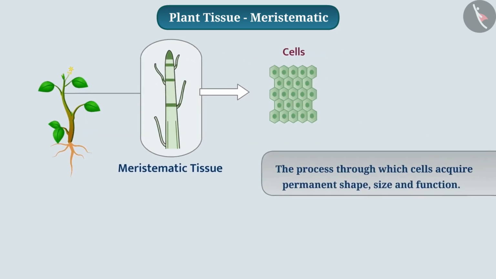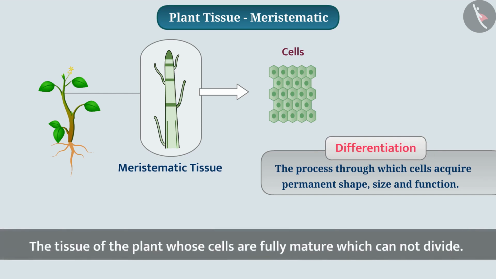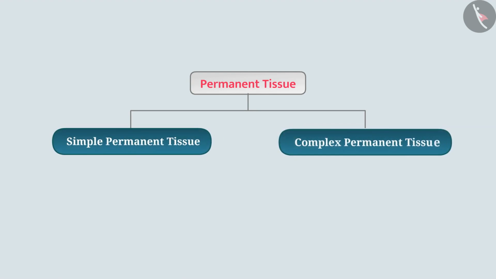To perform a specific function, the cells acquire permanent shape, size, and function. This process is called differentiation. Such cells form permanent tissue. The tissue of the plant, whose cells are fully mature, which cannot divide, is called permanent tissue. Permanent tissue is of two types: simple permanent tissue and complex permanent tissue. Let us know about the plant's simple permanent tissue in detail.